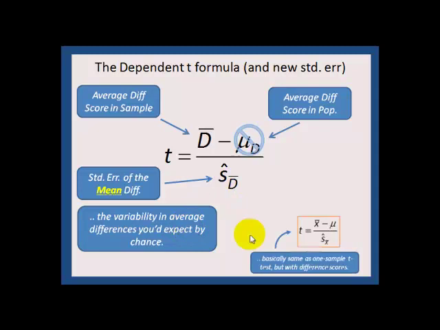Now, just as a point of reference, this is basically the same as the one sample t-test. Here, we're dealing with D's, and before, we dealt with sample means. And we could, if we wanted to, indicate that this is x bar minus mu x bar. So this is just a special case of the one sample t-test where we're dealing with difference scores rather than just x's.